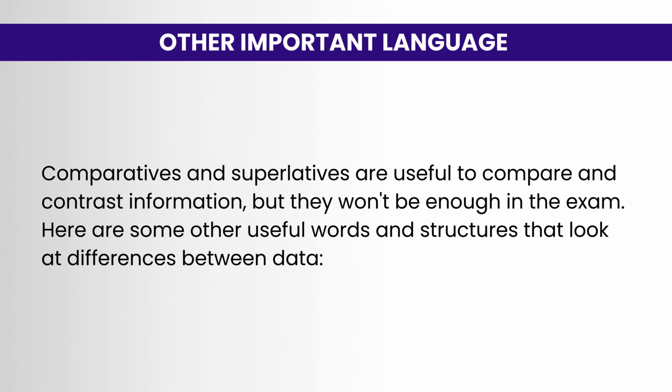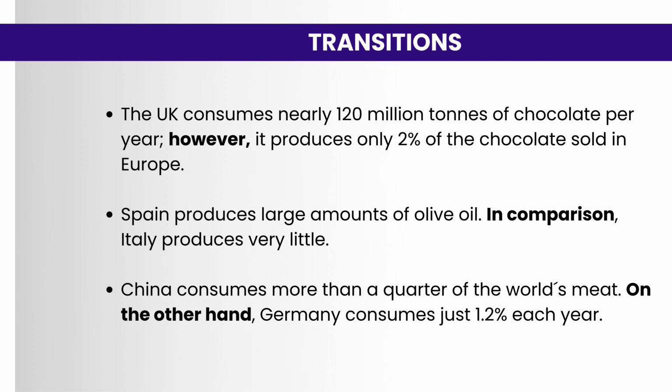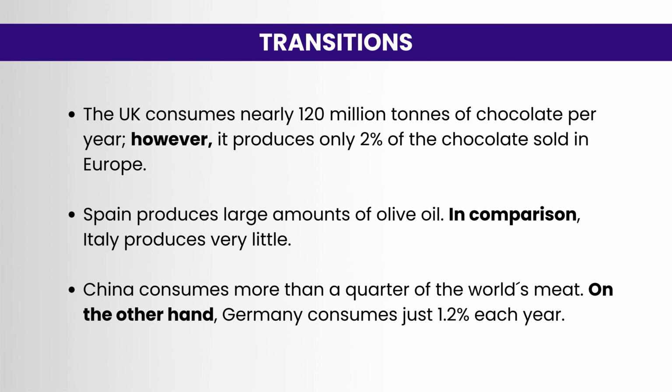Other important language. Comparatives and superlatives are useful to compare and contrast information, but they won't be enough in the exam. Here are some other useful words and structures that look at differences between data. Transitions. The UK consumes nearly 120 million tons of chocolate per year, however, it produces only 2% of the chocolate sold in Europe. Spain produces large amounts of olive oil.